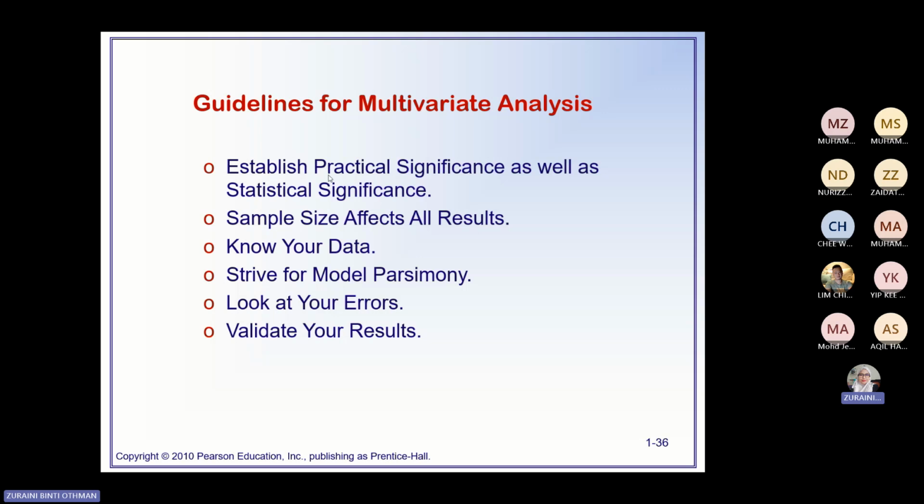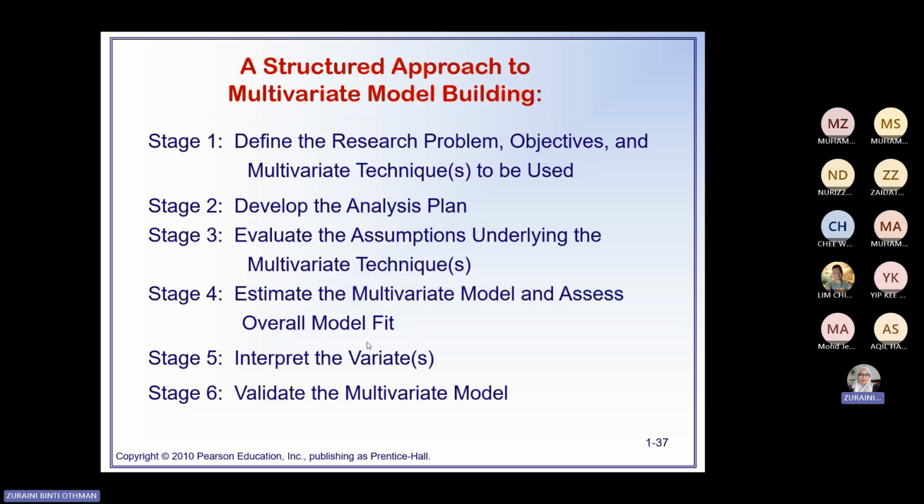We have to establish practical significance as well as statistical significance, and we have to know sample size, effect or result, and we have to know about our data and strive for model parsimony and look at our error and validate our result. Okay, and this is a structured approach to multivariate model building.